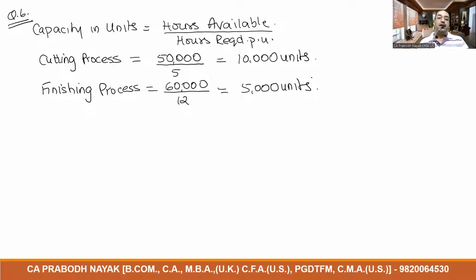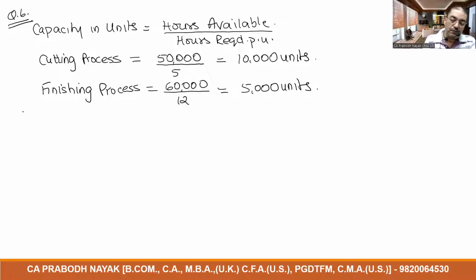How to identify? You come back to the question, how to identify bottleneck activity? That activity which has got a minimum capacity or stock of work in progress or maximum utilization. Minimum capacity, maximum utilization. So I'm here having what calculation? Capacity, minimum capacity, finishing process. Okay, so finishing process here is the bottleneck activity.